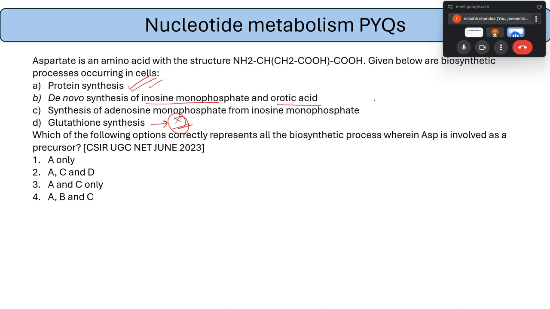So what happens during de novo synthesis of a pyrimidine metabolite, if you remember the structure. So I'm basically drawing the simplest structure. So in case of pyrimidine, this particular end is provided by the aspartate.